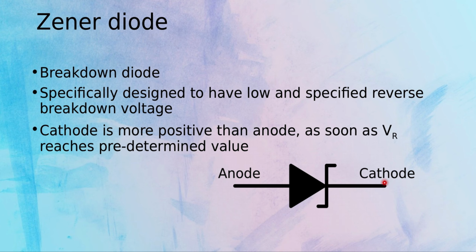Now this is the symbol of a Zener diode. Do you remember the symbol of the p-n junction diode? It had the same anode, but the cathode was just a straight line, but in a Zener diode we have this extra projection. Now, the cathode becomes more positive than the anode once the reverse voltage reaches the predetermined value. Remember we saw something about the avalanche effect. So, the Zener diode also conducts current because of the avalanche effect. Guess why? Because the Zener diode acts in a reverse bias condition.